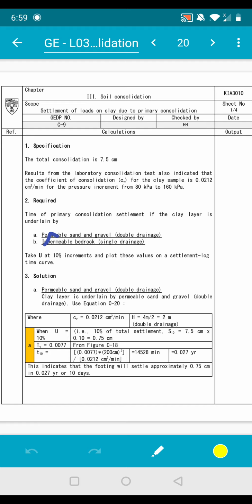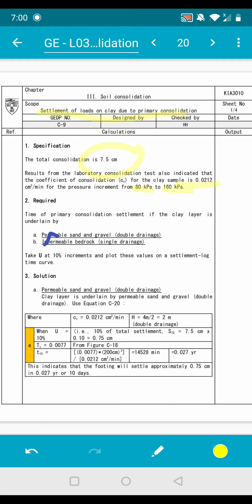Let's move on to problem number 9. It's still in the same scope, the settlement of loads on clay due to primary consolidation. Okay, but here the total settlement is given as 7.5 centimeter, and from the laboratory tests, the coefficient of consolidation for the clay sample is given as 0.0212 centimeter square per minute for the pressure increment from 80 kPa to 160 kPa.